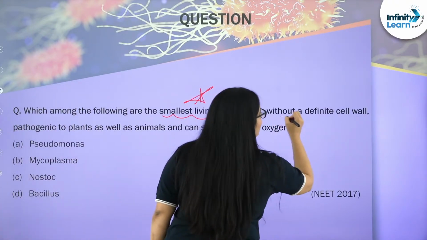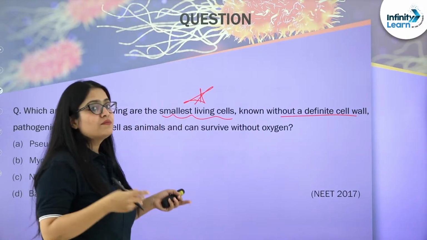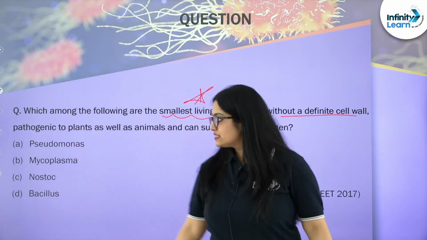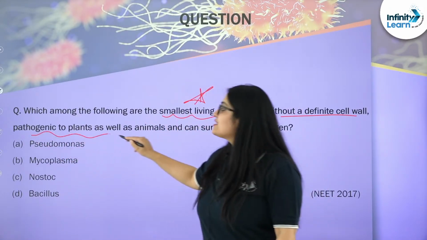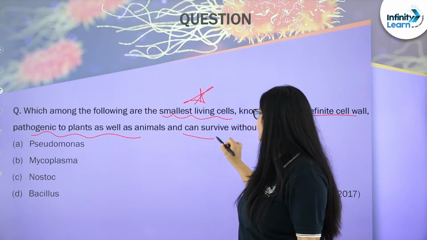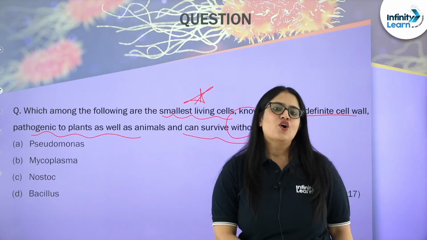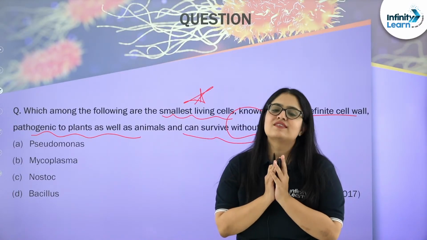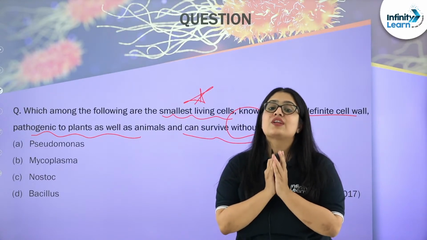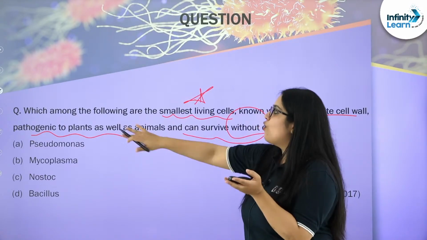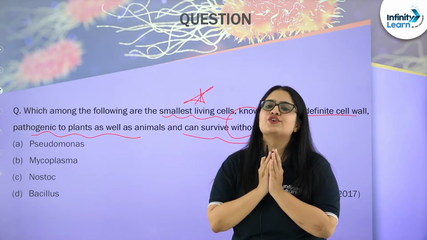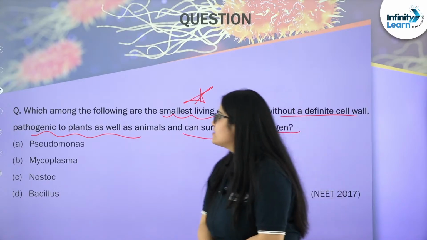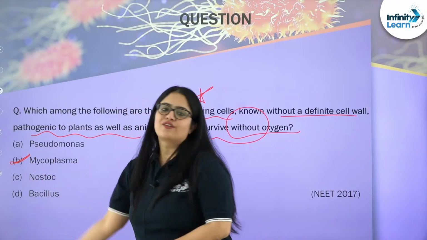Next, known without a defining cell wall. So this organism is the smallest and also does not possess a cell wall. Second, they are pathogenic to plants as well as animals and can survive even without oxygen. All these are the characteristics of mycoplasma. Under kingdom Monera, there is a discussion about mycoplasma also, and all these important words have been mentioned over there. It was a straight NCERT based question. The answer is mycoplasma, right?